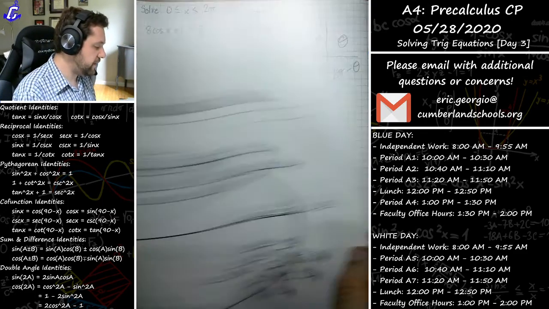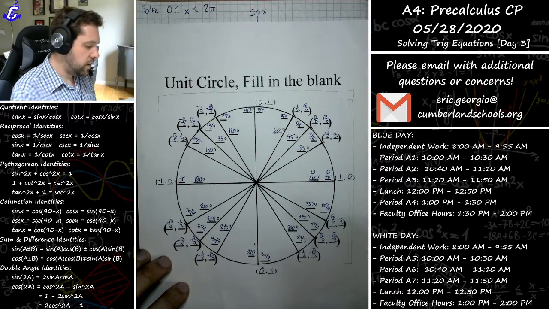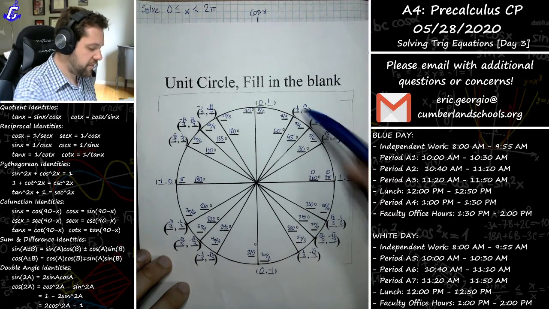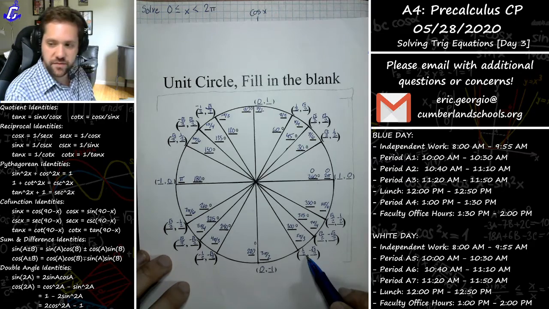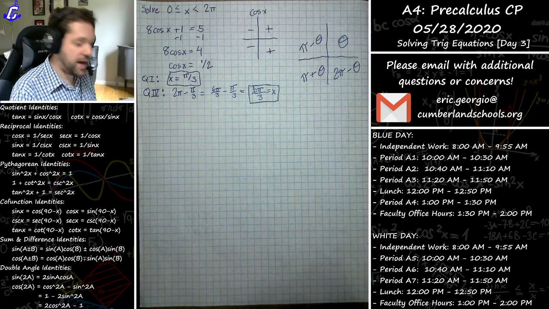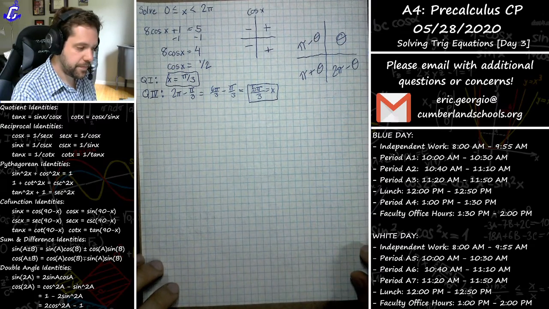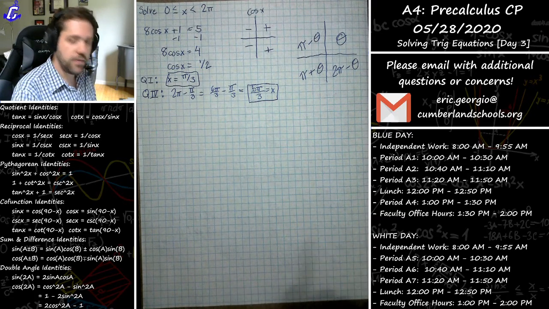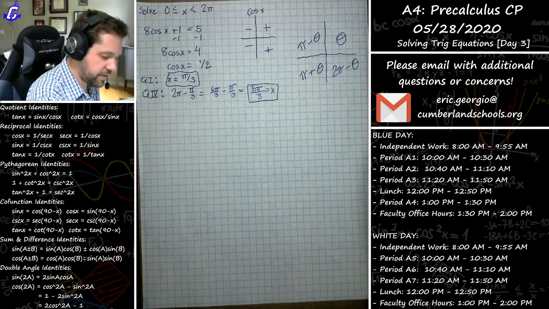If you take a look quickly at the unit circle, you could see that pi over 3 has cosine of 1/2, and 5 pi over 3 has cosine of 1/2. Okay. Any questions about that at all? Okay. This next one's a cool one. I like this one a lot.